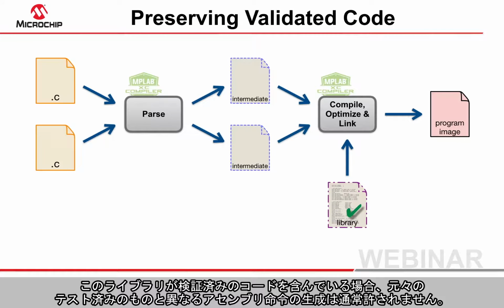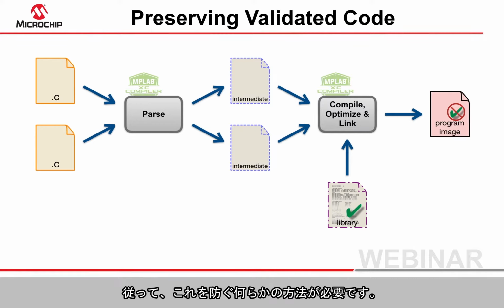If this library contained validated code, generating assembly instructions that are different to that which were originally tested is usually not acceptable, and there must be some way to prevent this behavior. This is where local code generation is useful.